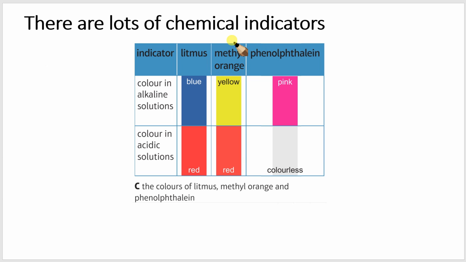Now, two other types of indicator are methyl orange and phenolphthalein. You're more likely to come across these indicators when you do a titration, and as you can see, they're giving different colour changes depending on whether they're acidic or alkaline.